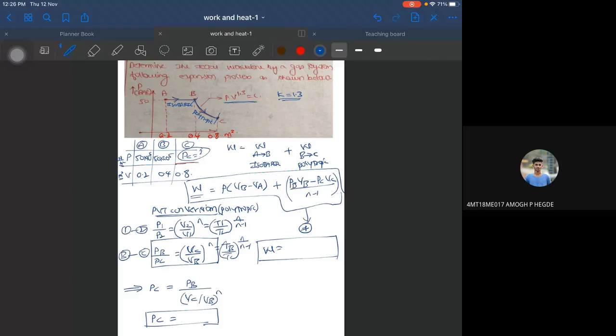Solve now. What is the answer? PC, what is the answer? Prakhat, what is the answer for PC and W?